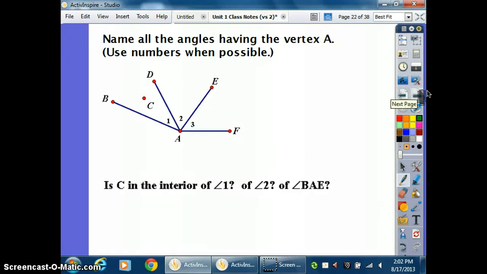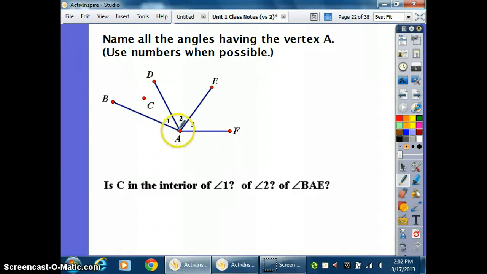Next page. Here's the case where we have several angles. I think we can get 6 out of this, as a matter of fact. It says to name all the angles having the vertex A, and when possible, use numbers. Do you see the 3 small angles? Angle 1, angle 2, and angle 3.